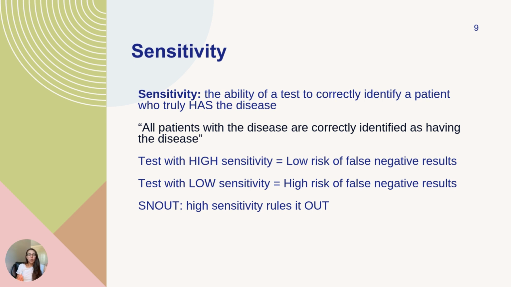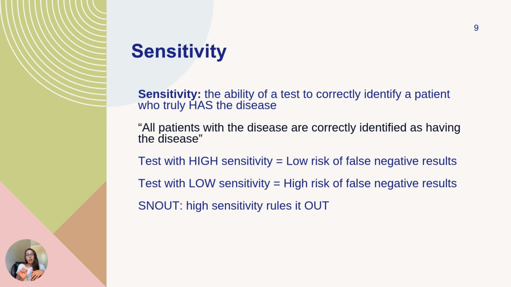Each test that we order has a specific sensitivity and specificity. These numbers are generated from research studies, right? So, it's important for you to have a general idea of a test's sensitivity and specificity for that particular condition before ordering that test. So, sensitivity is the ability of a test to correctly identify a patient who truly has the disease.